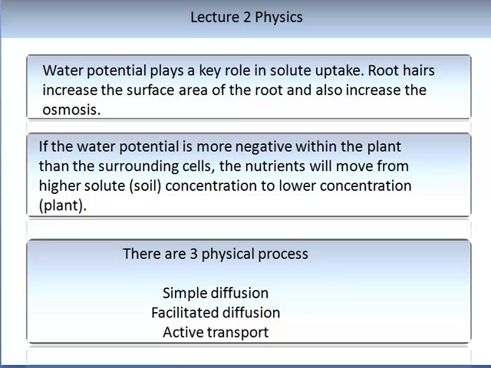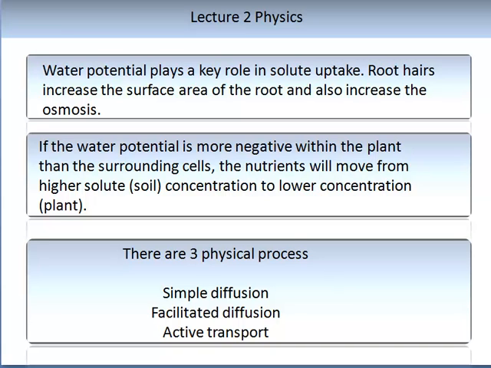Root hairs play an important role as they can increase the surface area of the root significantly, and this can also increase the process of osmosis. If the water potential is more negative within the plant than the surrounding cells, the nutrients and water will move from a higher solute soil concentration to a lower concentration in the plant.